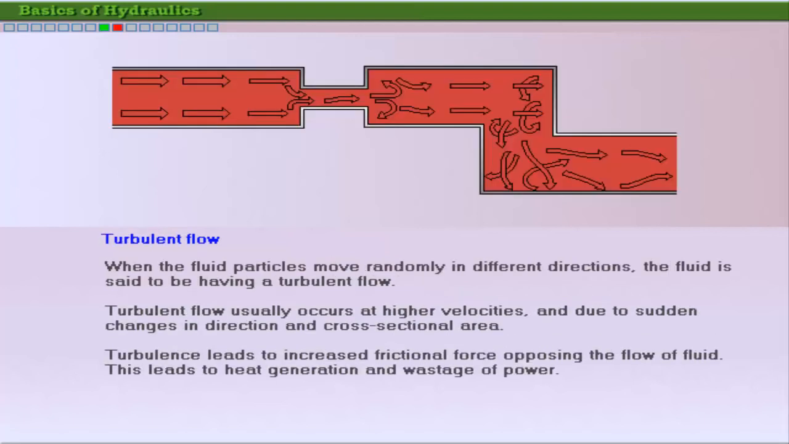When fluid flows in such a manner that fluid particles don't move in a straight line or parallel to the flow direction, then this flow condition is called turbulent flow. Turbulent flow can be caused by high flow velocities or by abrupt changes in the direction or cross-section of the pipe. Turbulence leads to increased friction in the pipe, increasing operating pressure, and waste of power in the form of heat generation.